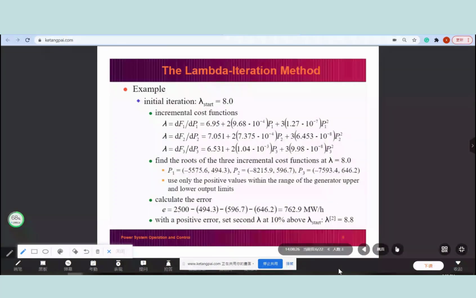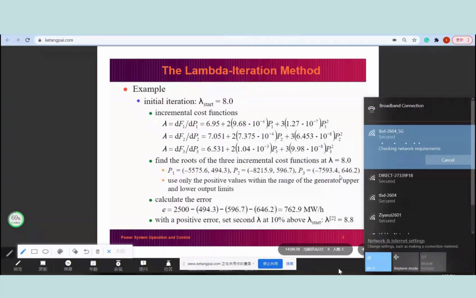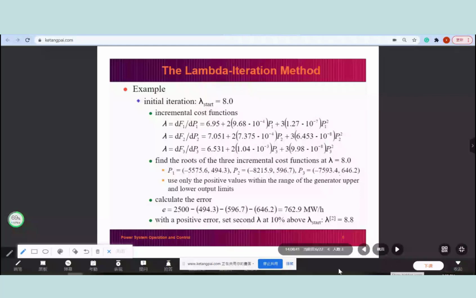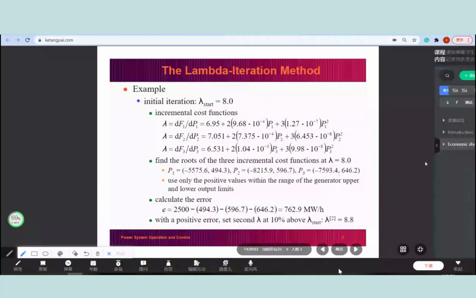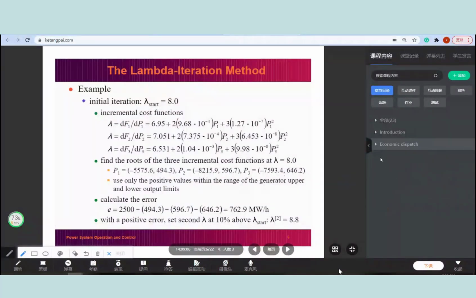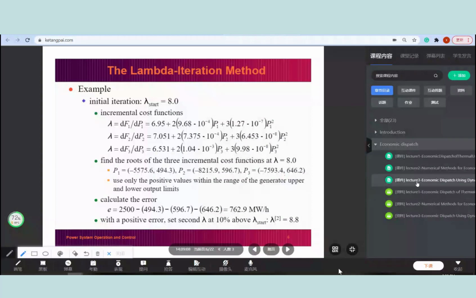In this class, I will show you some special methods to solve economic dispatch problems where the derivative is not available, or the derivative is not continuous. So let's continue with economic dispatch, Lecture 3.